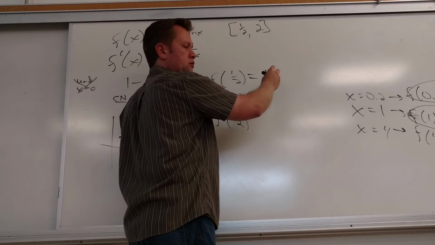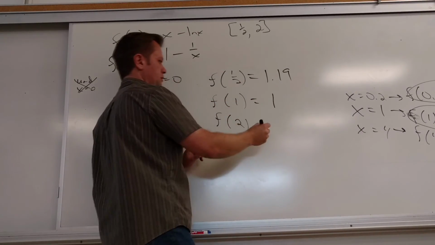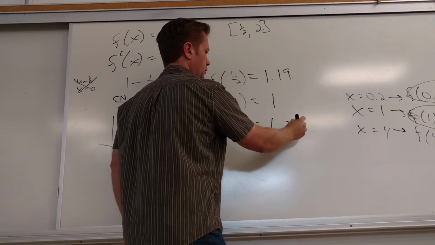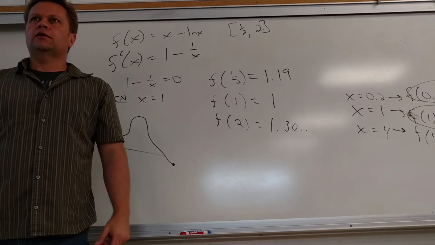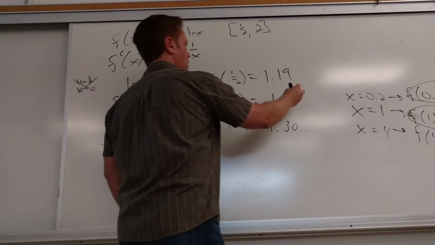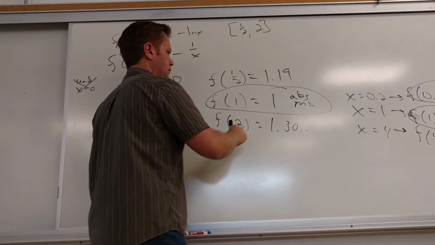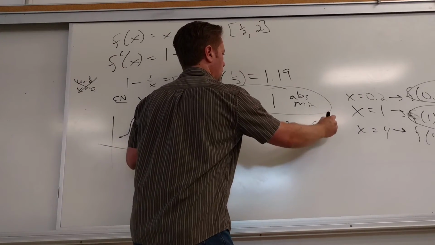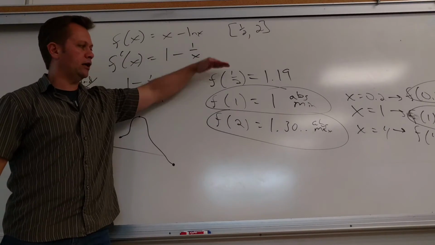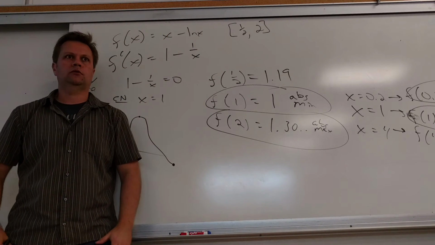When you plug a 1/2 in, what do you get? 1.19. When you plug a 1 in, you get 1. When you plug a 2 in, 1.33. So then, where's the absolute min? At 1, the min is 1. And the max? 2. I like it. This is the kind of work I want to see. You have to check everything and then circle the ones that actually are the absolute extrema.